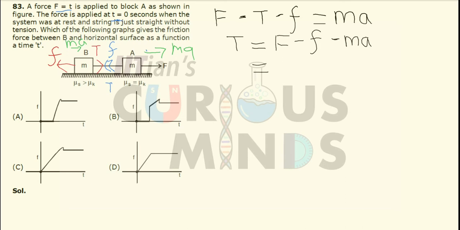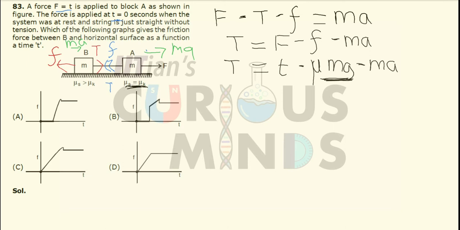Now F is given as t. So the tension T minus the small f will be equal to mu mg minus ma. Now the coefficient of static friction and the kinetic friction for the first block remain the same. It means that this value will remain constant throughout the motion. So now let us proceed with this part.